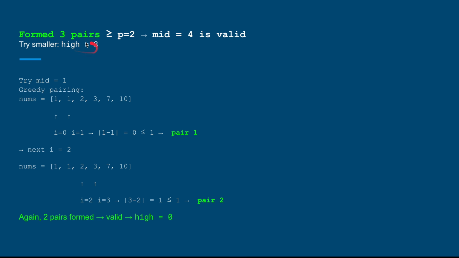Now try a smaller one where high is 3, meaning previously mid was at 4, now we'll try a smaller one, so high is 3. We'll get 2 pairs like this, right? We know, and we form 2 pairs, right? And which is also valid.